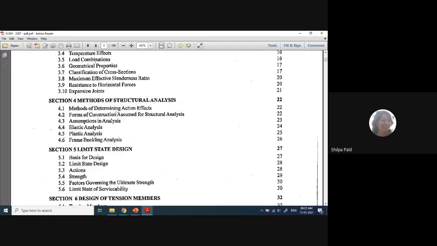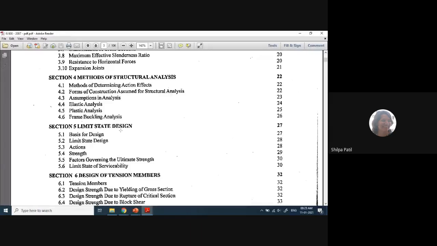Fourth represents methods of structural analysis. So plastic analysis is important. Elastic analysis and its assumptions you have already learned. Plastic analysis, what it is, you need to understand, because the entire IS 800 is based on the plastic analysis concept, because we are using the limit state method for the design of steel structures. Now in section 5 you can find everything about limit state design: the various limits in the design, the limit state of strength, the limit state of serviceability, and what the characteristic strain, design load, design strength are, everything.